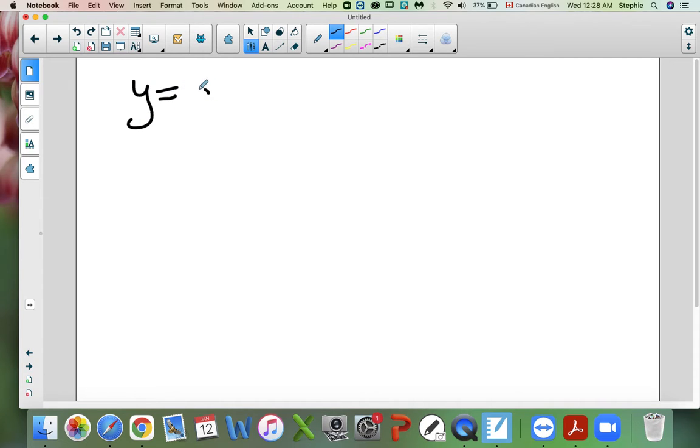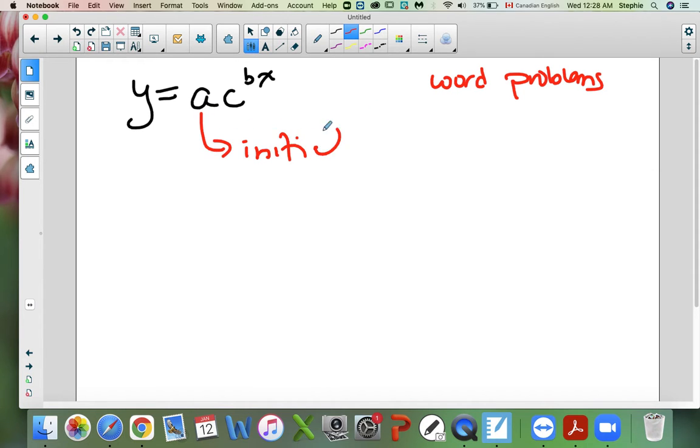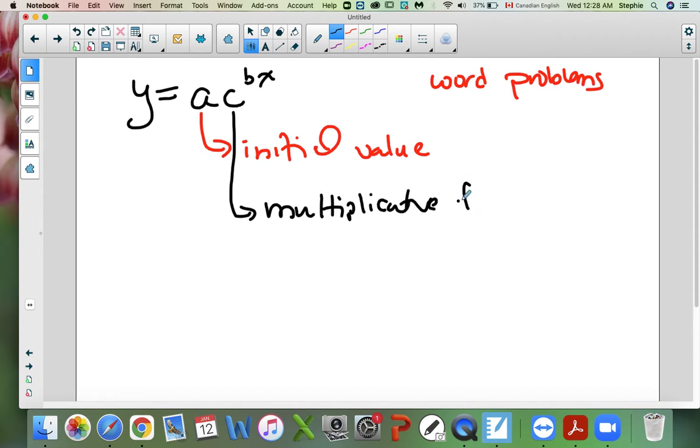So we have the basic function y = a·c^(bx). Repeating, this is for word problems. The a is going to be your initial value. We said the c is going to be your multiplicative factor, and that means things like double, triple, whatever. You might have percentages in decimals.